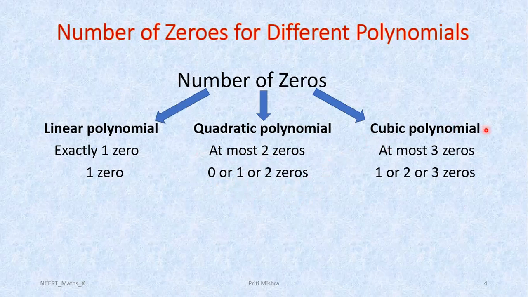Now come to cubic polynomials. I said at most 3 zeros. It may seem that there may exist a cubic polynomial which can have no zero, but it's not true. It happens only with quadratic polynomials. There exists no such cubic polynomial which can't have any zero. A cubic polynomial will always have at least 1 zero. At least one single zero it will always have. So it may have 1 zero or 2 zeros or 3 zeros, depending on the type of the cubic polynomial.